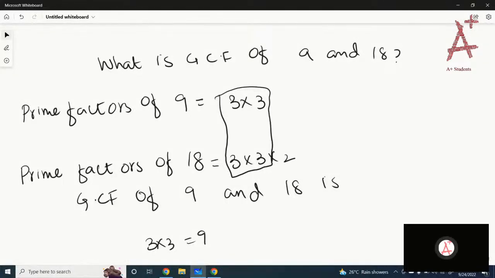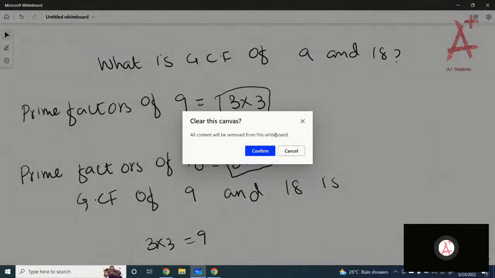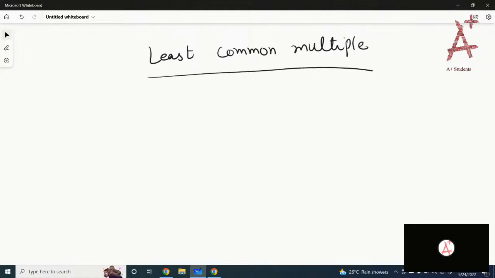Okay, the next lesson is least common multiple. We just did the greatest common factors. Now we need to do the least common multiple. Got it? That means the smallest number that can divide any two numbers. Got it? Least common multiple.